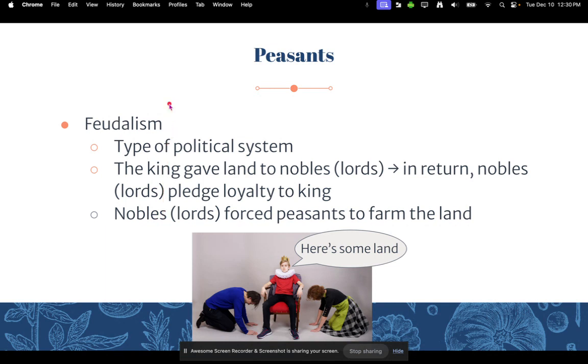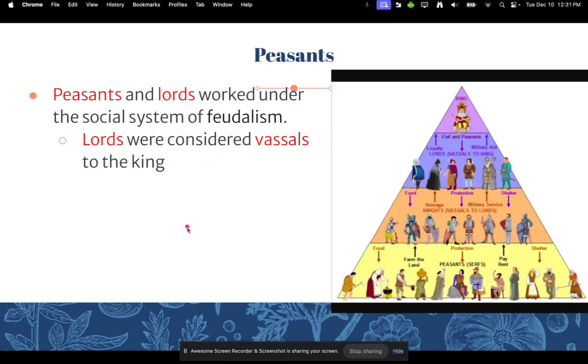This isn't a vocab word, but it is very, very important for understanding Unit 7. So if you're kind of zoning out, zone back in for just a second and listen to me. Feudalism is a type of political system. That's when the king gave the land to nobles, such as lords. But in return, those nobles would pledge loyalty to the king. So nobles would then force the peasants to farm the land that they were given from the king. So peasants and lords worked under the social system of feudalism.